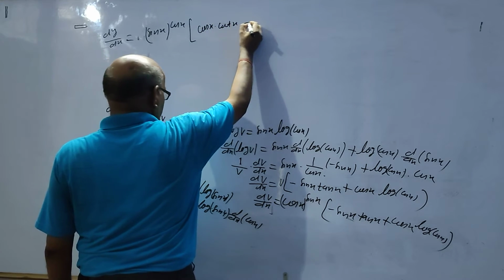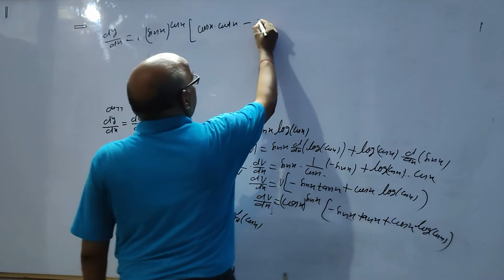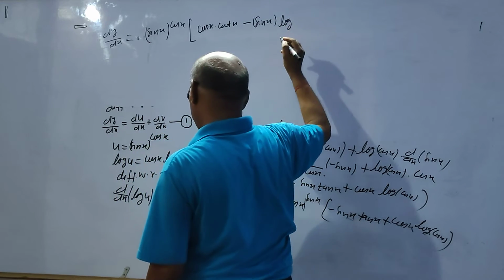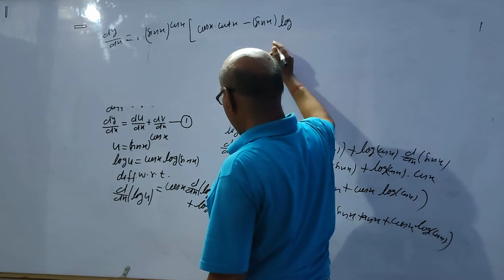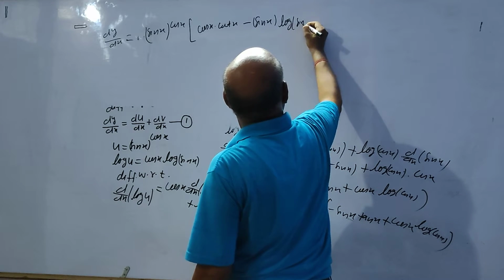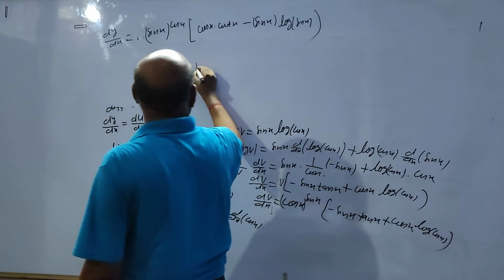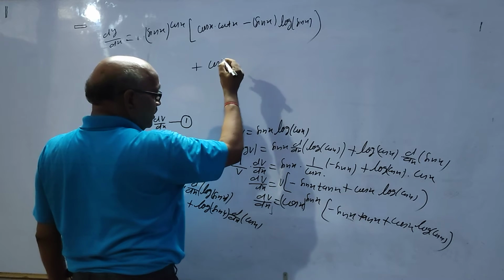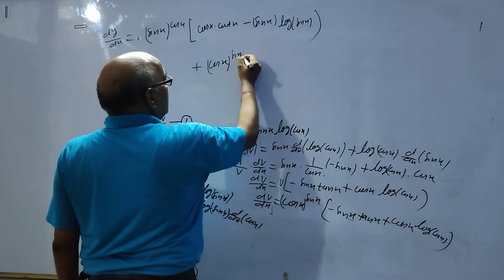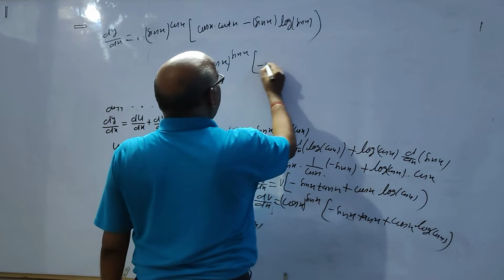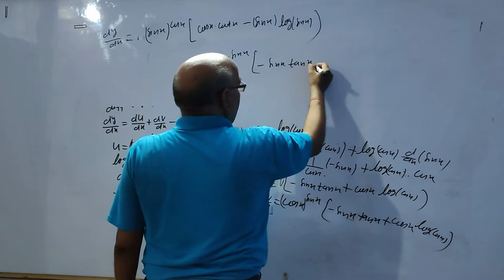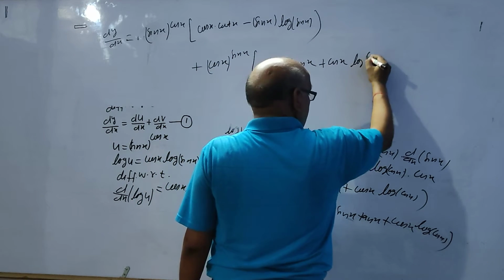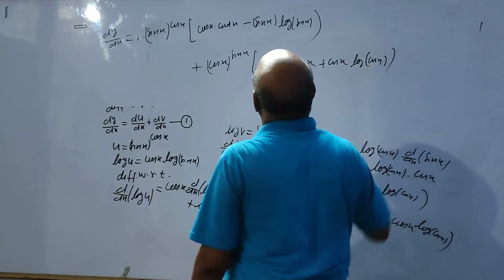into cot x minus sin x into log of this is sin x. I think this was the value of du over dx plus dv over dx, you have evaluated this. So that is equal to cos x whole to the power sin x into minus sin x into this is tan x, and plus this is cos x into log of cos x, and this will be the required result.